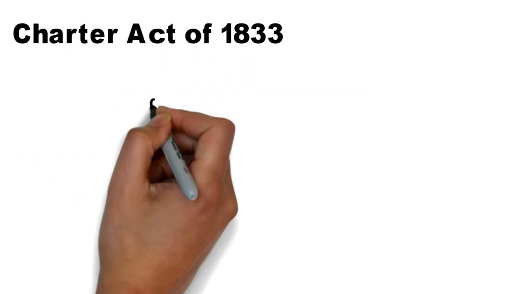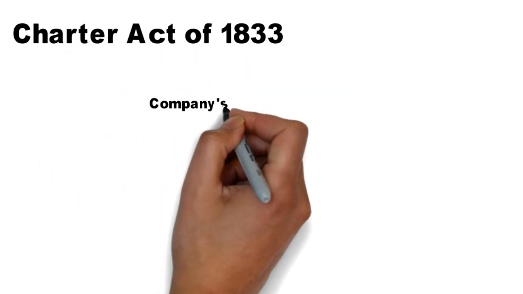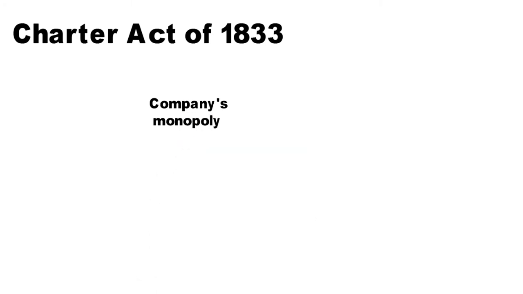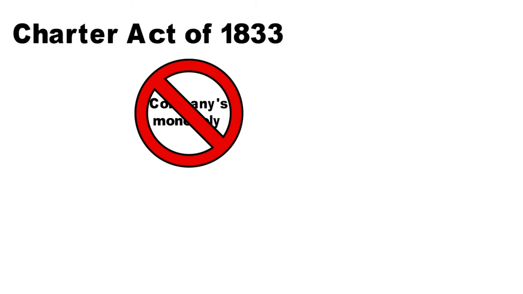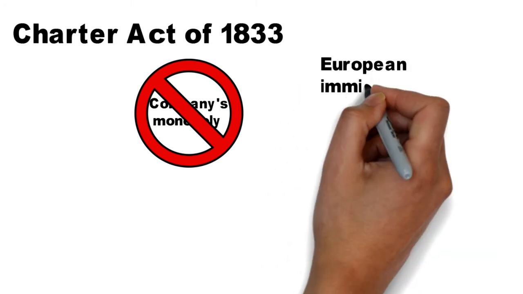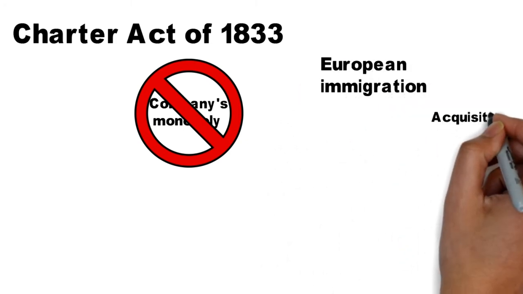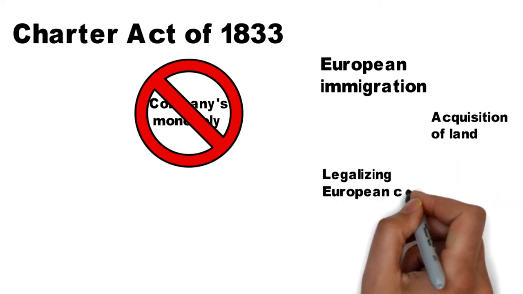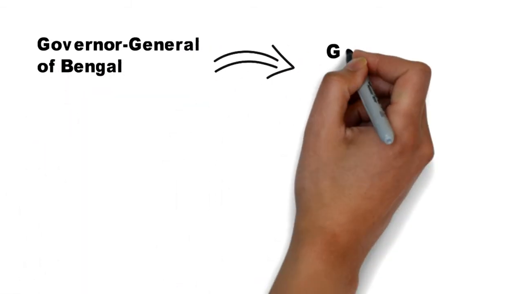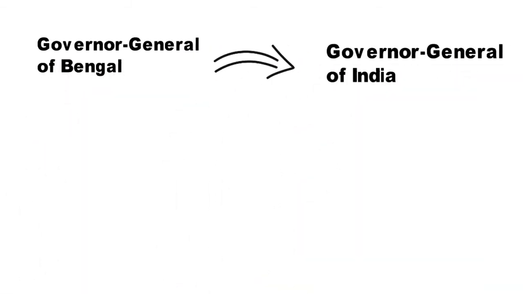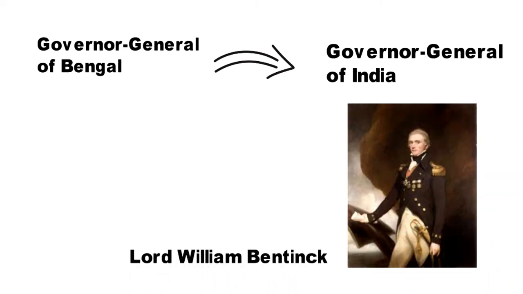Charter Act of 1833. End of the company's monopoly even in tea and trade with China. The company was asked to close its commercial business at the earliest. All restrictions on European immigration into India and acquisition of land and property in India by them were removed, legalizing European colonization of India. The Governor-General of Bengal was to be Governor-General of India. All powers, administrative and financial, were centralized in the hands of the Governor-General in Council. The first Governor-General of India was Lord William Bentinck.